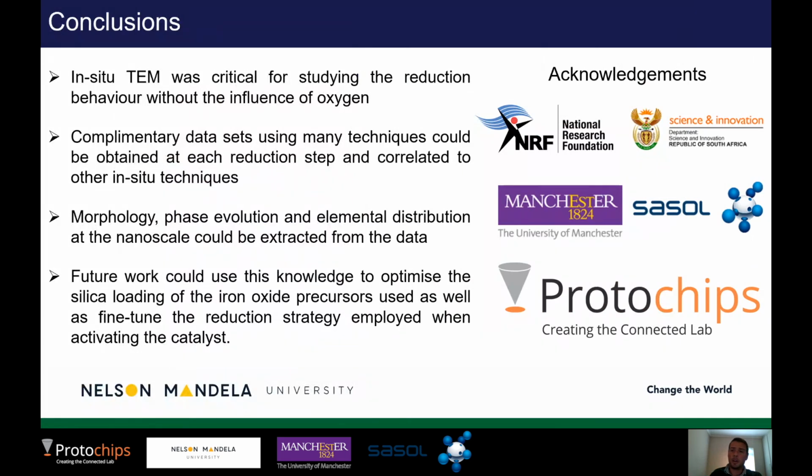So in conclusion, in-situ TEM was really very crucial and critical for us to be able to understand this reduction mechanism almost completely, if I can put it like that. It allowed us to collect complementary data sets at each point of the reduction stage, and then also correlate that to other techniques, such as, for example, in-situ XRD. We got all the information: morphological changes, phase evolution, the distribution and movement of elements right down to the nanoscale. And with this knowledge, we could really understand the mechanism a lot better.